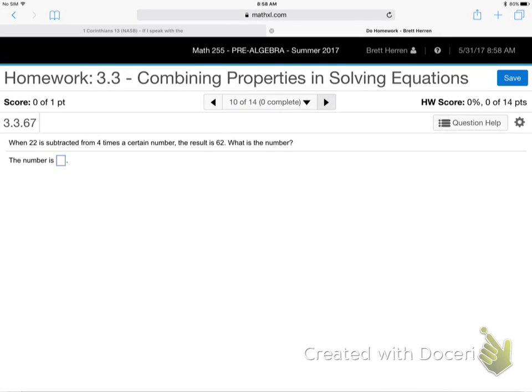All right, so back again to number 10. When 22 is subtracted from 4 times a certain number, the result is 62. What is the number? So try that one. See if you can turn it into an equation first off, and then we'll solve the equation. Give you a second.